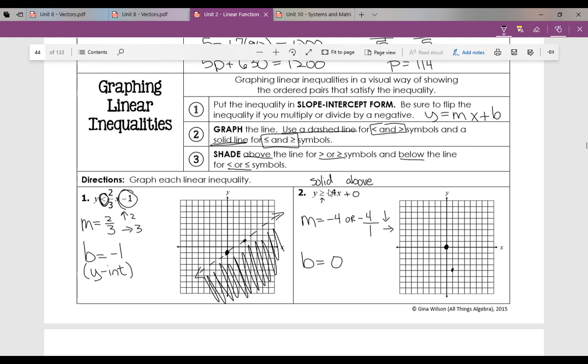Now, solid line, because of that symbol, when you have the or equals to, it's a solid line. So I'm going to graph that, as best I can with a solid line. And then I need to shade above that line. Which side do you think would be considered above the line? The one on the left or the one on the right? The right.